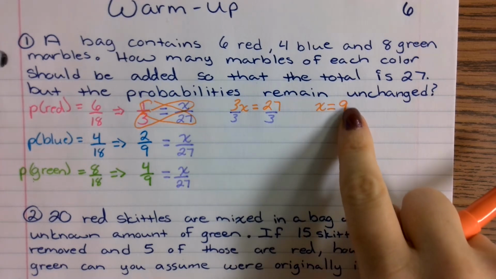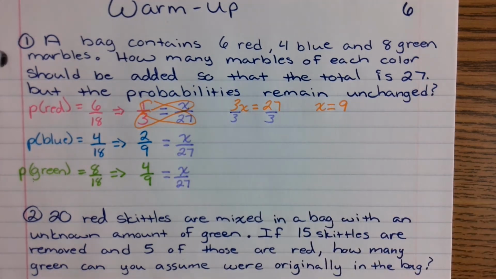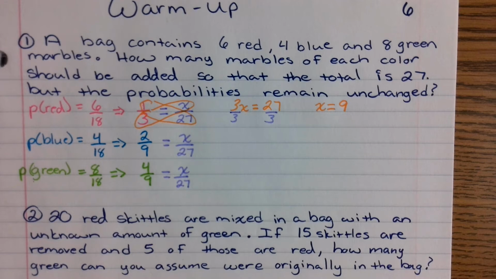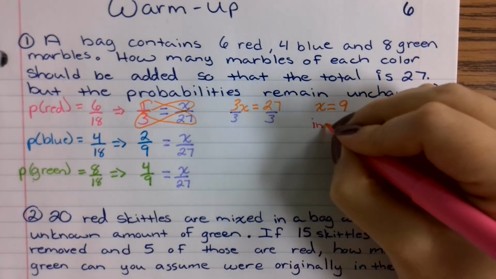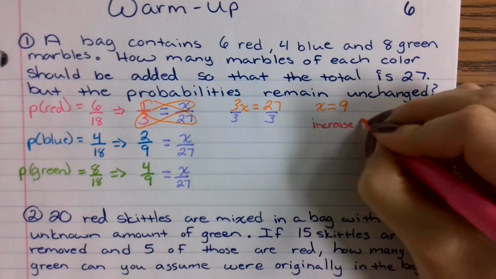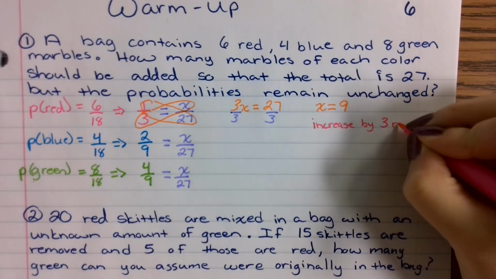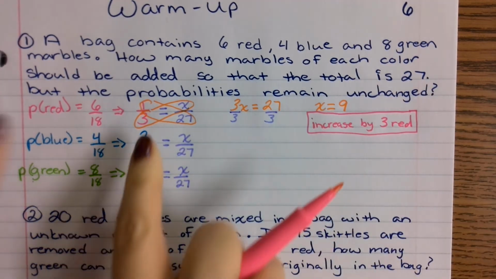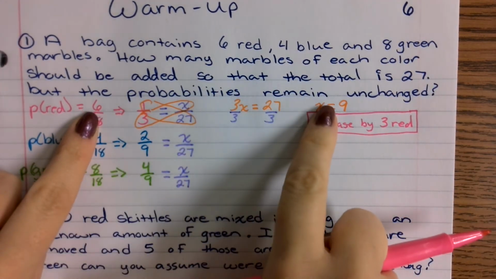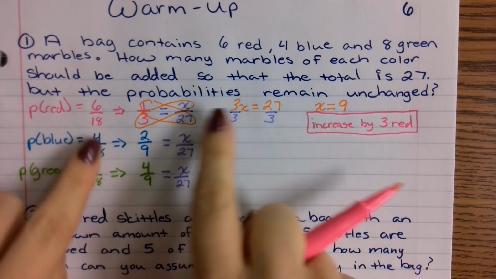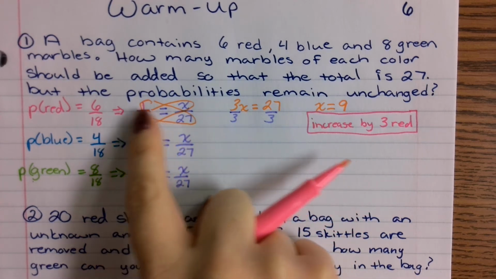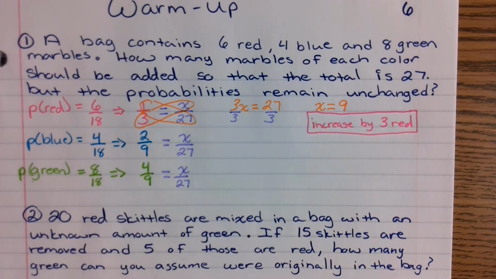But 9's not my answer. 9 is how many the red are going to become. Okay, it's going to go from 6 to 9. So what was that an increase by? An increase of 3. So we need to increase by 3 red. Because we're going from 6 reds to 9 reds in order for the probabilities to be the same. 9 over 27 is the same thing as 6 over 18. They both simplify to 1/3.